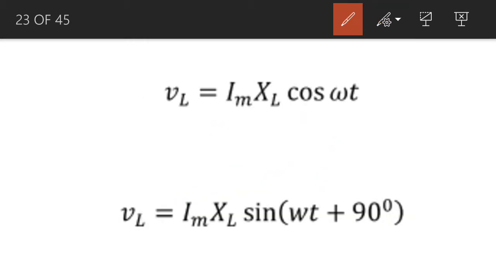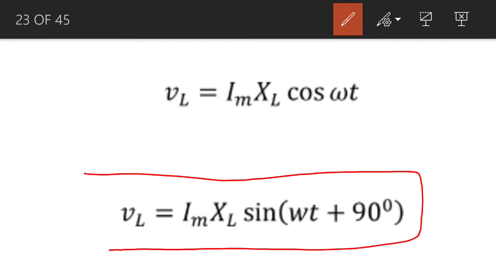This equation indicates that the voltage across the inductor leads the current by 90 degrees. In other words, the current in the inductor lags behind the voltage by 90 degrees. In other words, there is a difference of 90 degrees between the voltage across the inductor and the current.